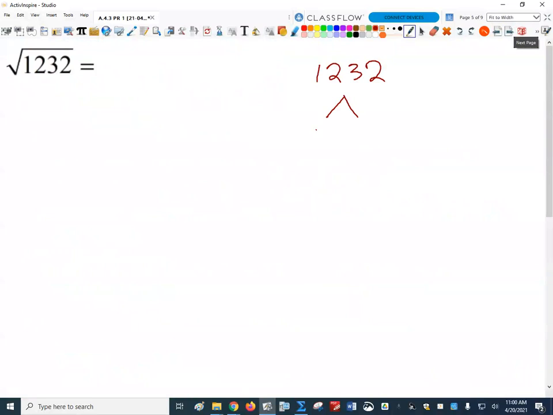So we could divide a 4 out of this. 4 goes into 12 3 times. 4 goes into 3 how many times? None, so 0, right? 4 goes into 3 0 times with 3 remaining. 4 goes into 32, 8. There we go. Okay, good.